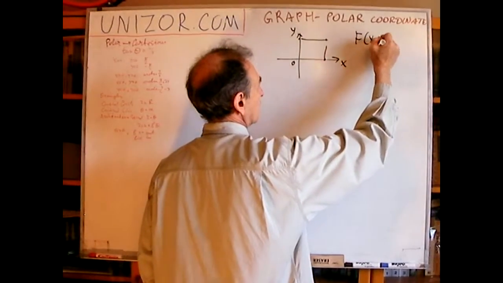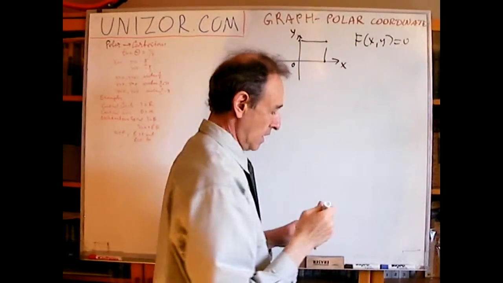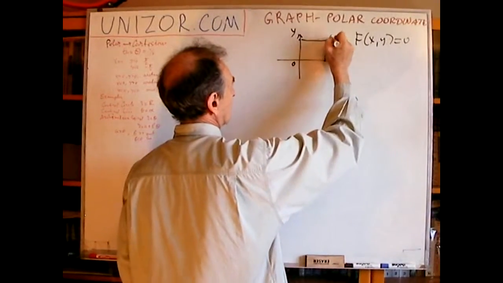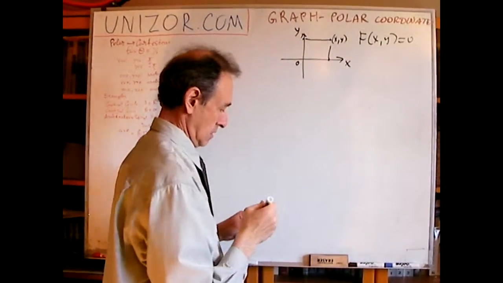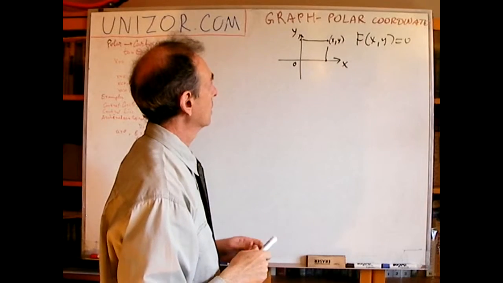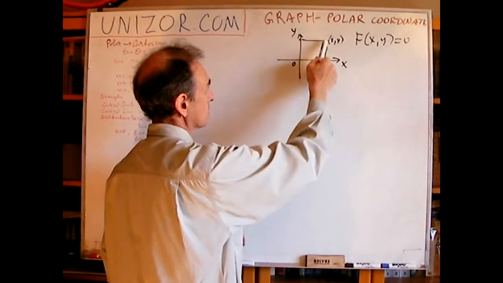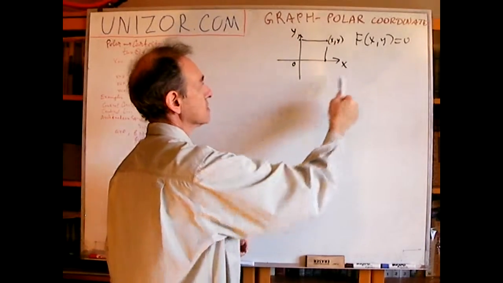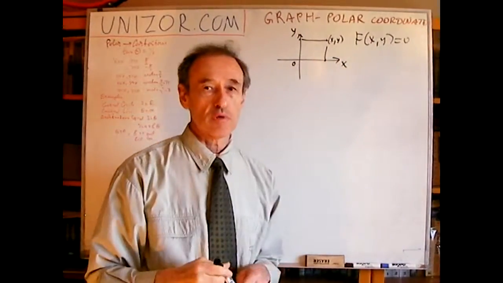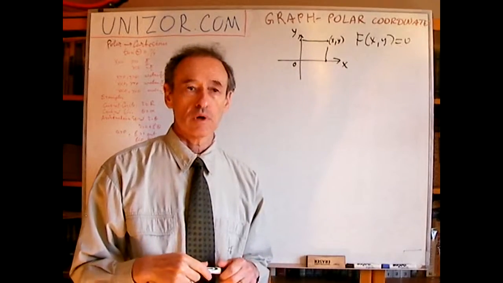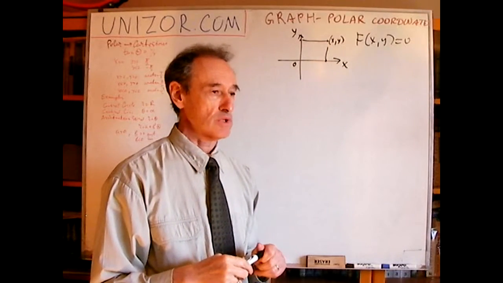And a dependency is a set of all points x, y on this particular plane, where x is the projection to the x-axis and y is the projection to the y-axis, and this particular equation is satisfied. So this is the rectangular or Cartesian system of coordinates.